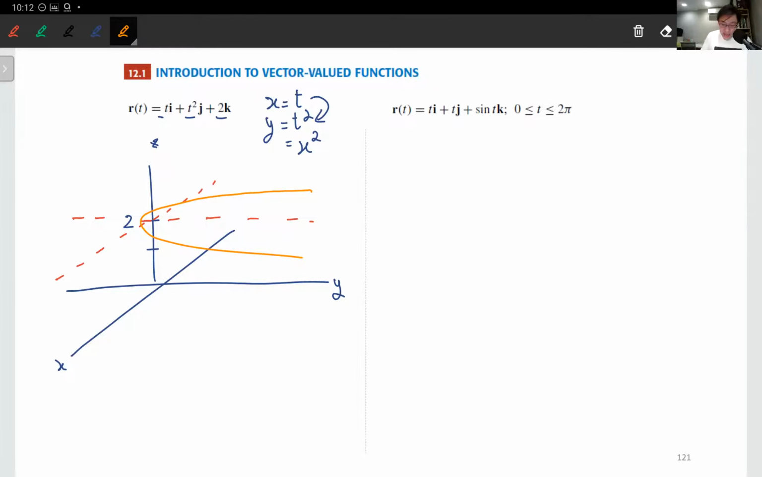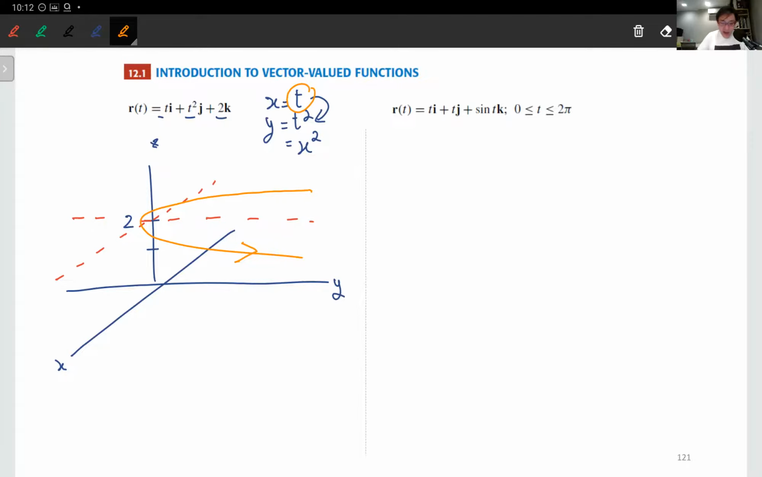And of course, the direction of this curve is going to be in the same direction that's increasing x and y at the same time. So it's going to go up in this direction, right? That direction is just the direction that x and y are increasing along with t. Cool.